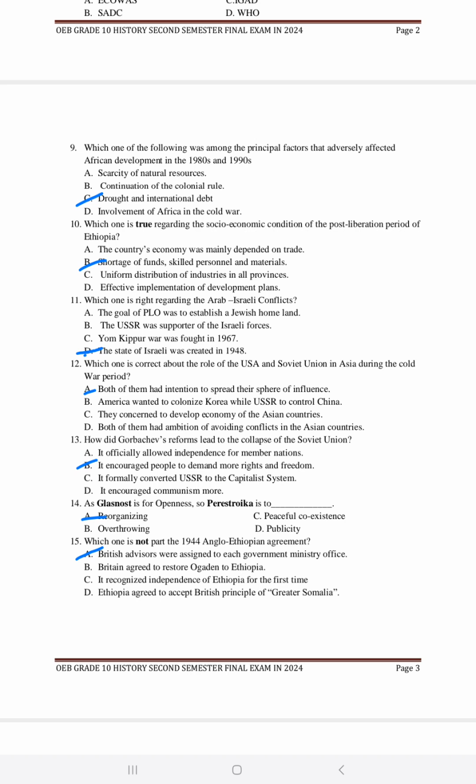Letter C says it recognized the independence of Ethiopia for the first time. No. In 1942 it recognized it, but with restrictions on sovereignty. D, Ethiopia agreed to accept the British principle of Greater Somalia. No. So the answer is A.